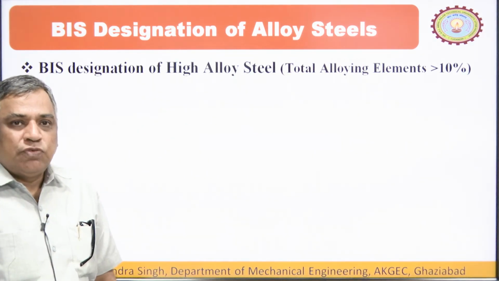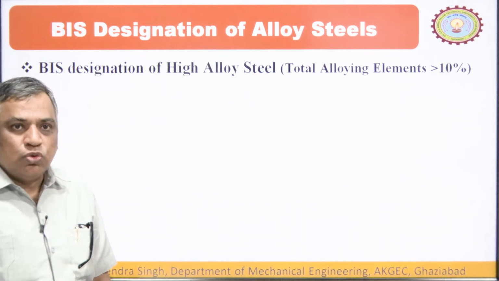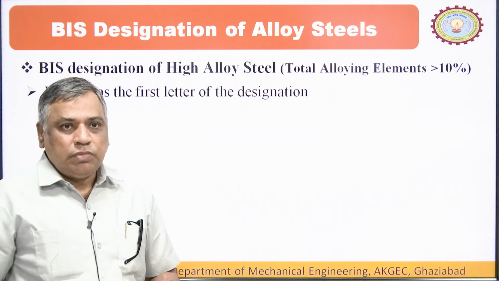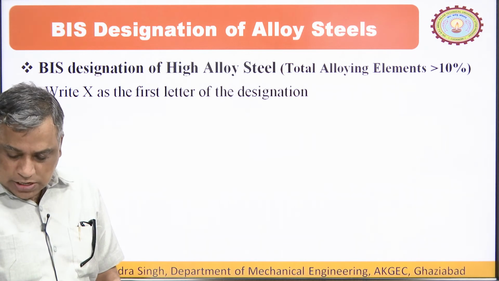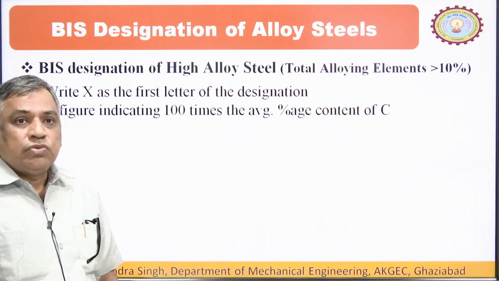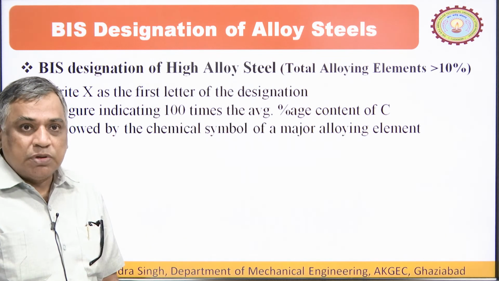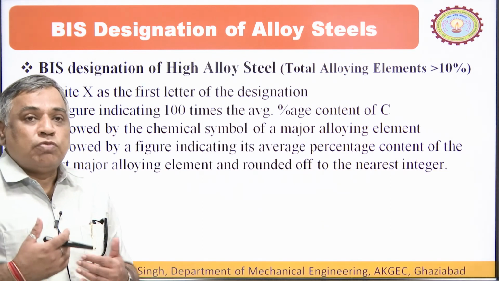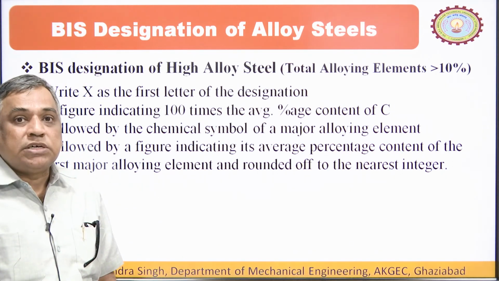Now, the BIS designation of high alloy steel is very simple; there is no multiplying factor we need to use. First, we write X for high alloy steel, we write X as the first letter of the designation. Then we write a figure indicating 100 times the average percentage content of carbon. Then we write the chemical symbol of the first major alloying element followed by its average percentage content rounded off to the nearest integer.